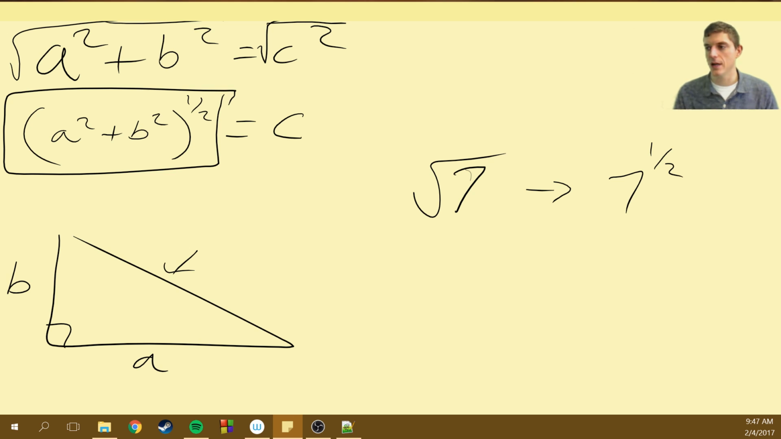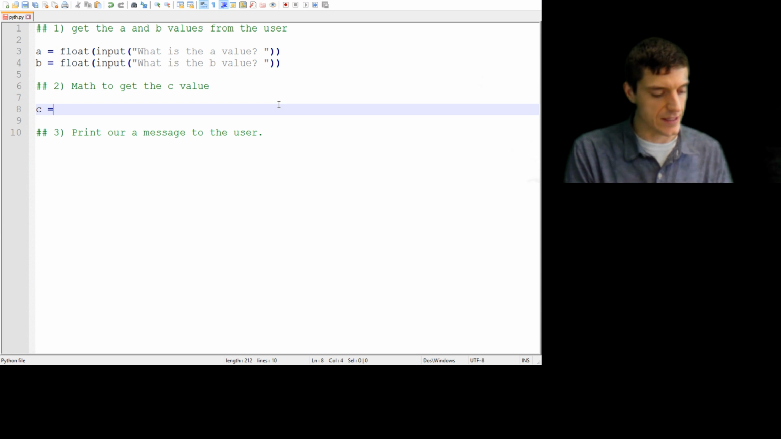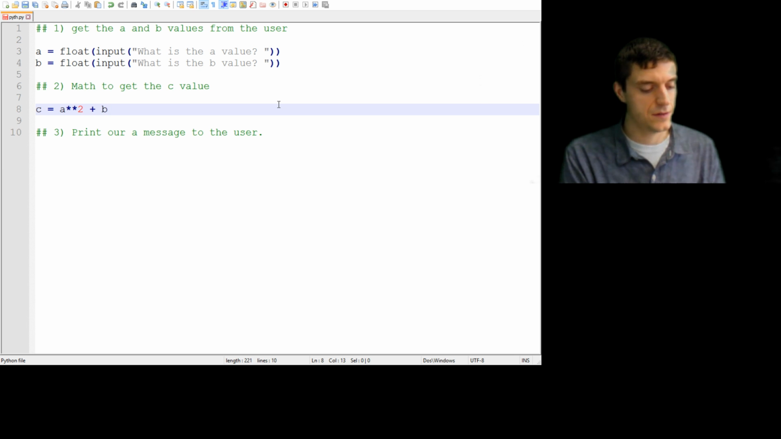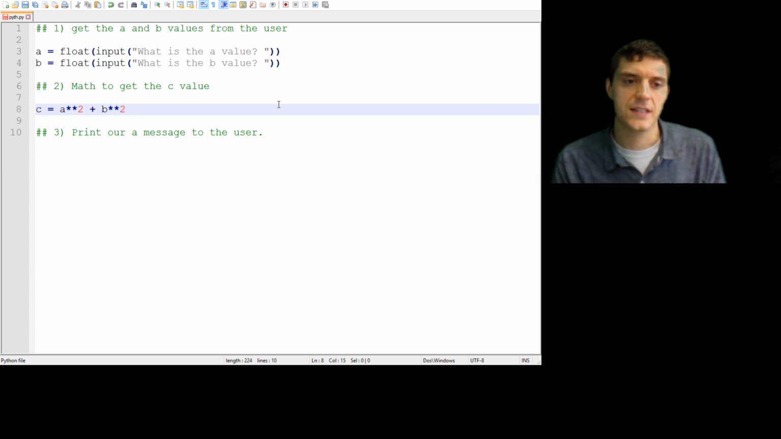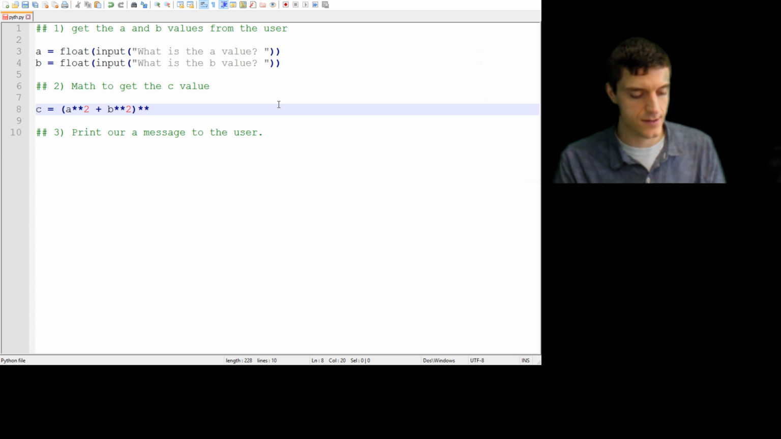So let's code that up. Here you go. So my c value is going to be equal to a, now watch how I write squared. If I just wrote like that, that means a times 2, but for a squared, I'm just going to add another one of those little stars in there, and that means to the 2nd power. So if I want to take something to the 6th power, I would write it like that. So a squared plus b squared. Now remember, I want to square root that whole thing, so I'm going to put parentheses around the whole stinking thing, and I'm going to raise that to the 0.5 power.